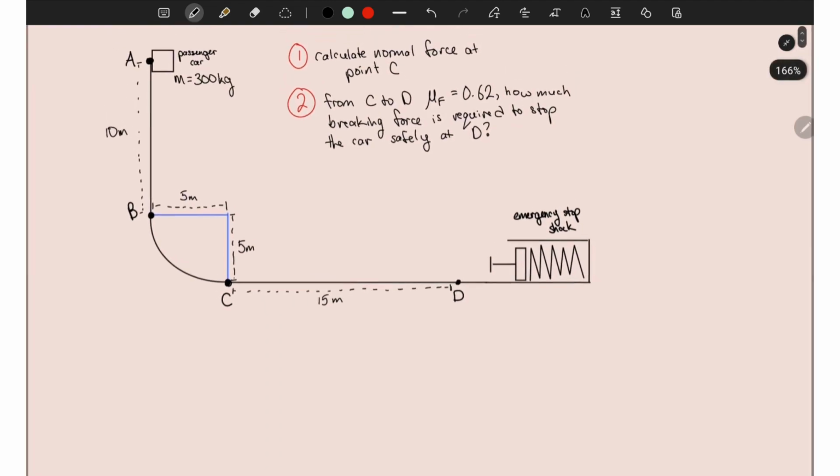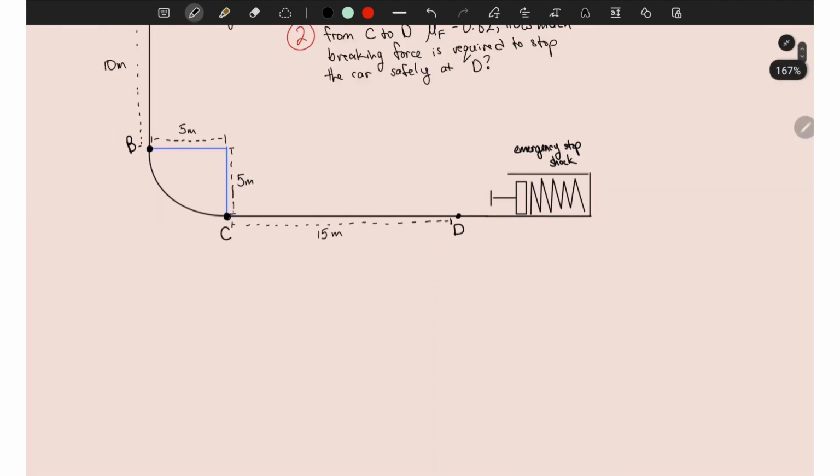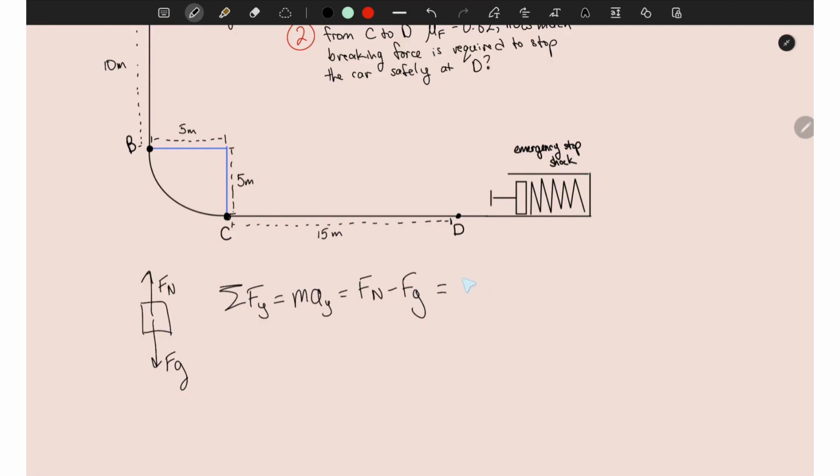So let's have a look at point C. I'm just going to draw a free body diagram for the cart at point C. So it'll have a normal force. It has its gravitational force. We're going to sum our forces in the y direction, because we're only worried about the y direction. It'll be ma_y equals Fn minus Fg. And in this case, our acceleration, because it's centripetal motion, is going to be mv squared over r, our centripetal acceleration, which is v squared over r.